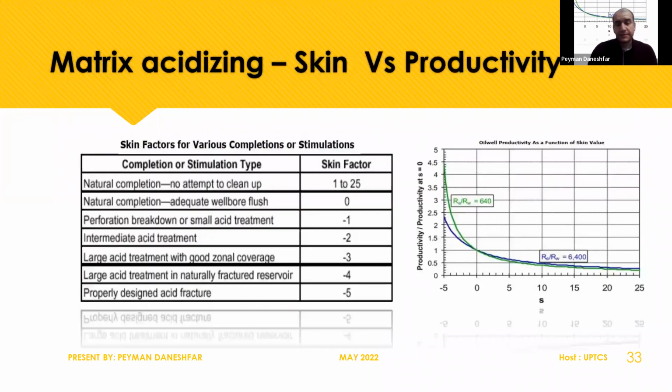As you can see here, if our skin increases, our production rate will decrease. And the maximum negative skin that we can get from our acidizing, here in the table we see -5, but maybe -5 to -6, and absolutely it occurs in carbonate formations.